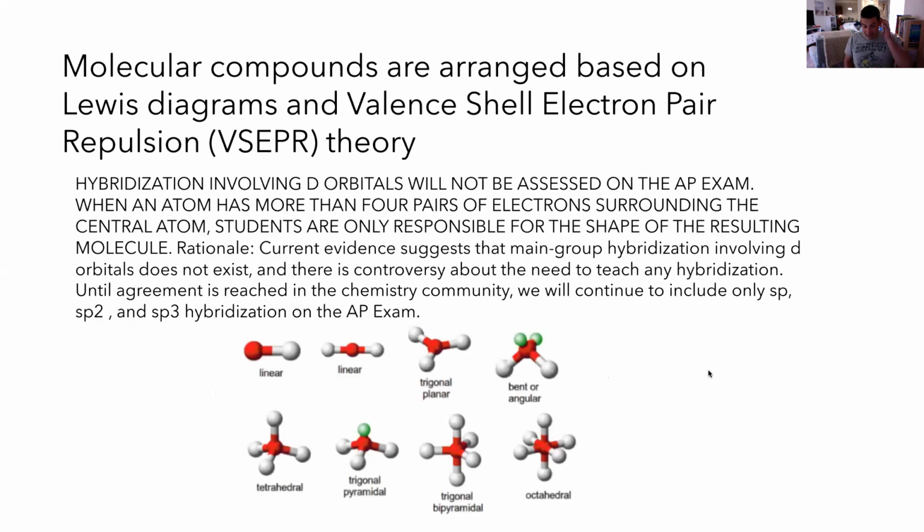The other thing the College Board wants you to know, you will not be assessed on any atoms that has more than 4 pairs of electron groups, right? So the highest you'll go is that tetrahedral shape, the sp3 hybridization. You won't have to do the trigonal bipyramidal or the octahedral, and you won't have to do the variants of them based on lone pairs. So unfortunately, that means no seesaw shapes on the AP exam, no T-shape, no square pyramidal, right? All of that good stuff.